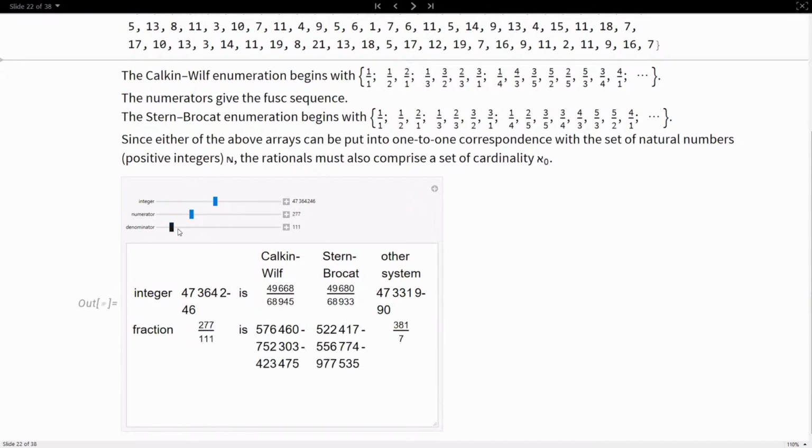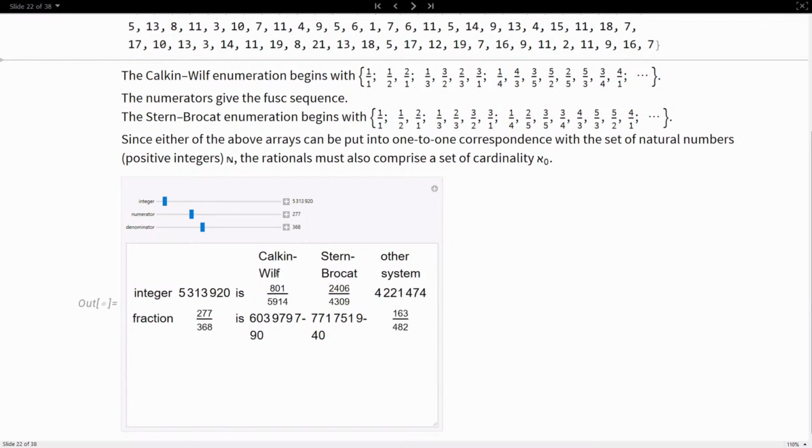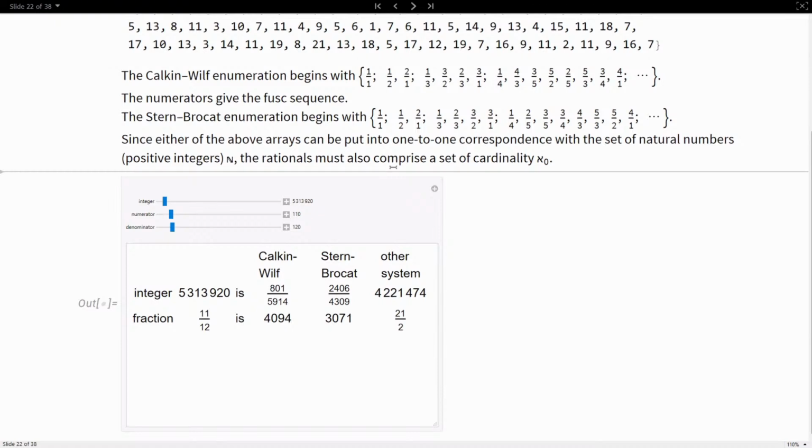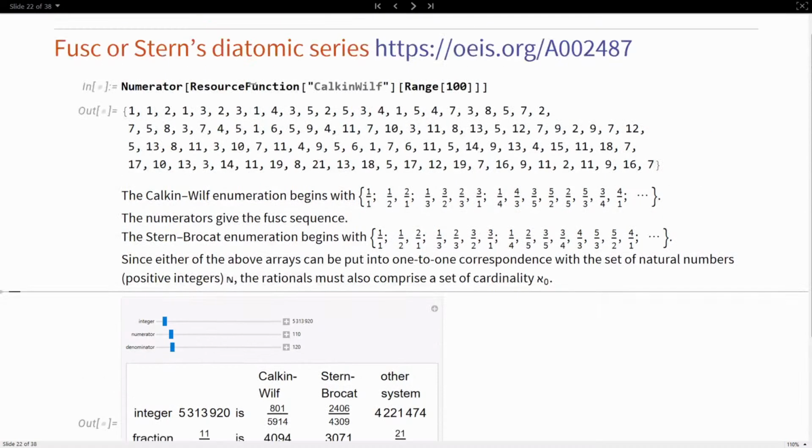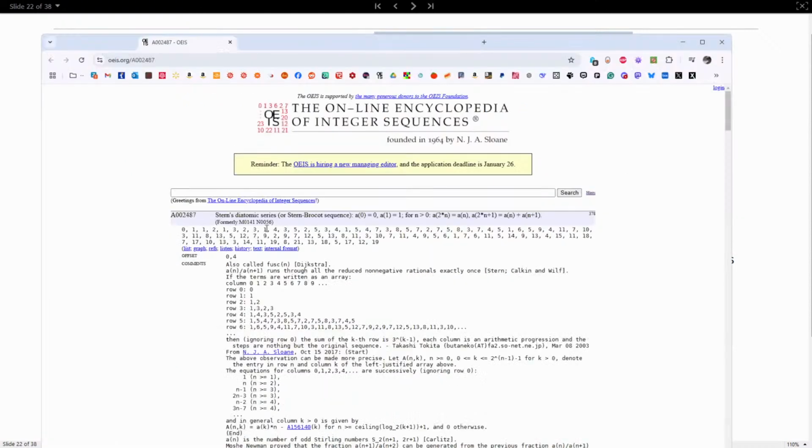And so for any particular integer, there is a corresponding Calkin-Wilf fraction and a corresponding Stern-Brocot sequence. For example, these. And I forget if Martin Gardner talks about the diatomic sequence. But may as well show this. This is what the sequence looks like on OEIS.